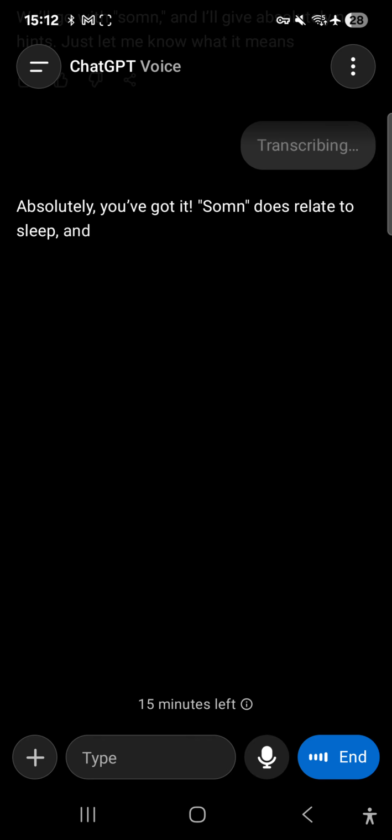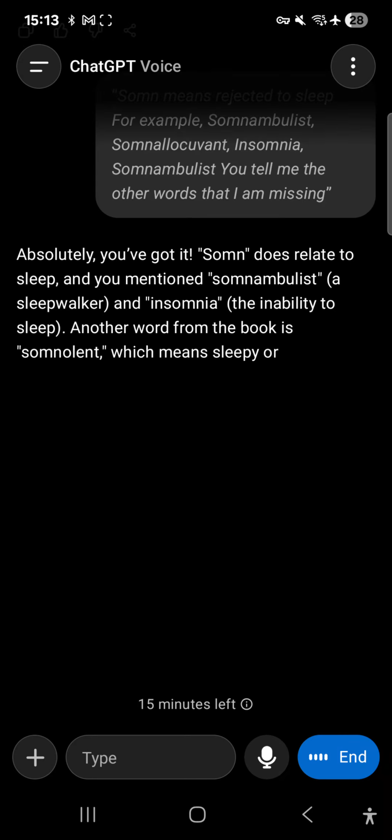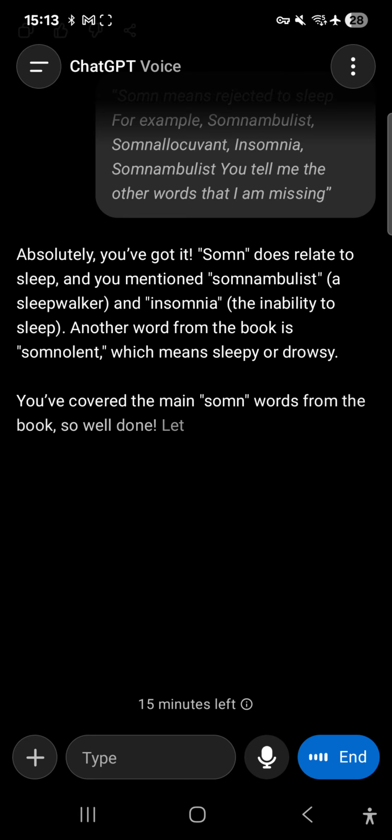Absolutely, you've got it. Somn does relate to sleep. And you mentioned somnambulist, a sleepwalker, and insomnia, the inability to sleep. Another word from the book is somnolent, which means sleepy or drowsy. You've covered the main somn words from the book, so well done. Let's keep going. Go ahead with another root word.